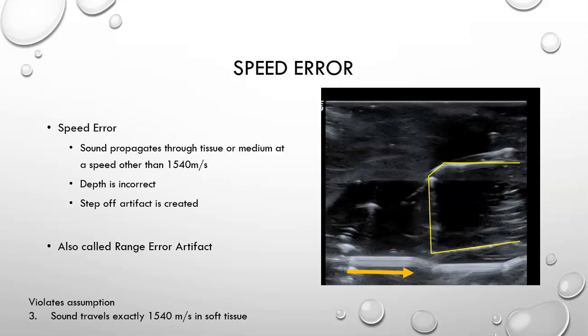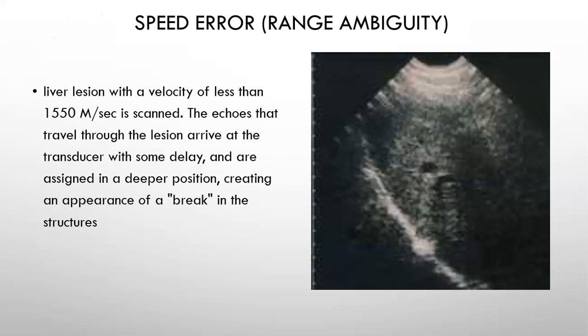Speed error artifacts, we did this in the lab. This is where sound propagates through tissue or medium at a speed other than 1540 meters per second and gives you an incorrect depth. And so we can often see this in tissues that are not soft tissues, such as a cyst or a silicone implant.